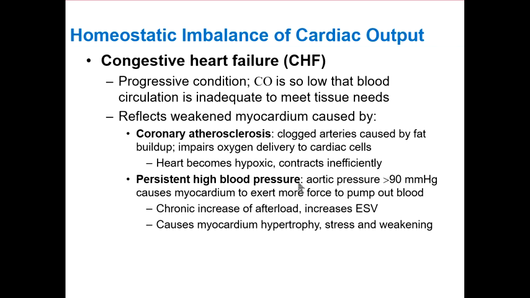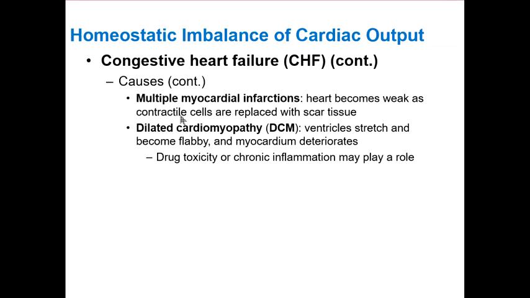Persistent high blood pressure. So the pressure in your aorta is high, and your heart muscle must contract more forcibly in order to pump blood out to the tissues. Over time, the heart muscle will enlarge to meet the demands, but that will eventually cause it to weaken as these high demands are placed on it.